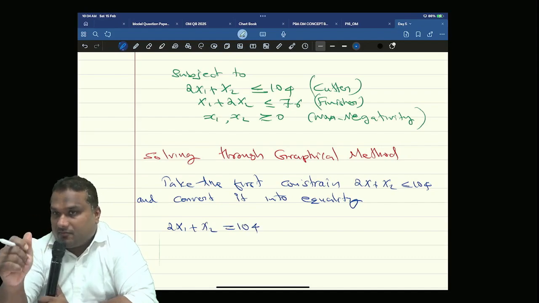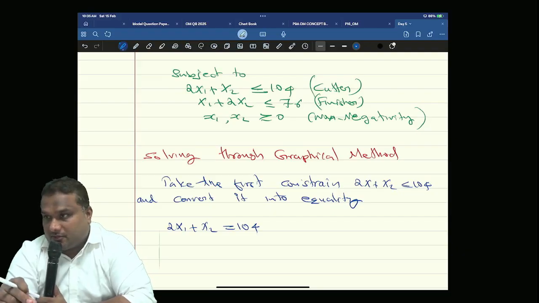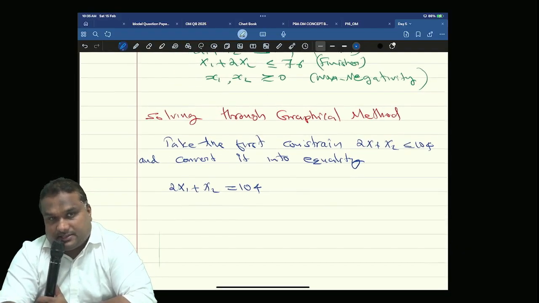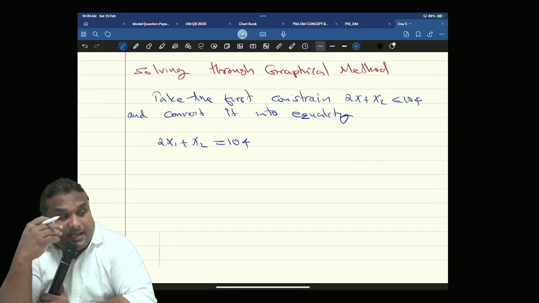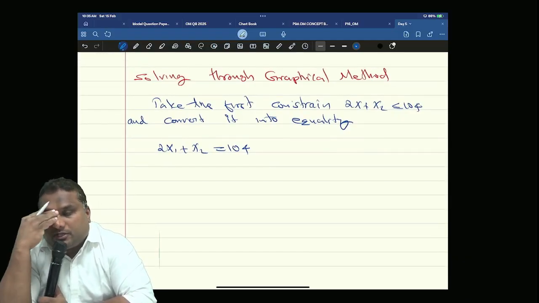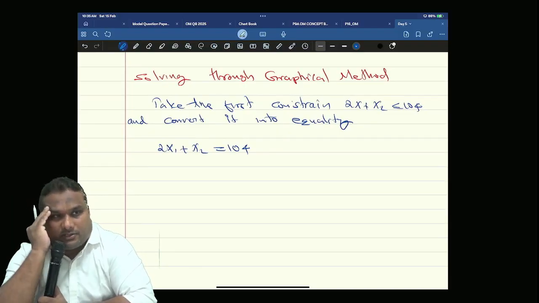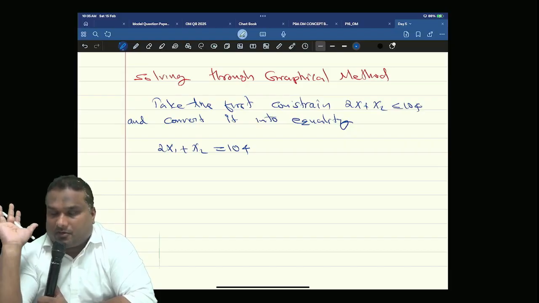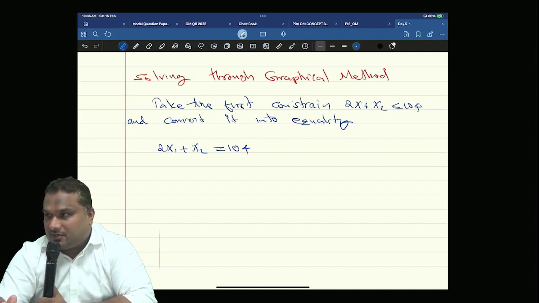Actually, the question is less than or equal to 104, now we take equal to 104. The meaning is, listen: the cutter has a maximum available time of 104. If you are utilizing the full time of the cutter, not 103, you are using the full 104 out of 104, what is going to happen? That is what we are going to check here. You understood?